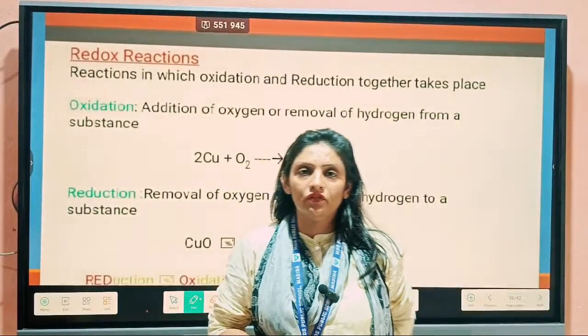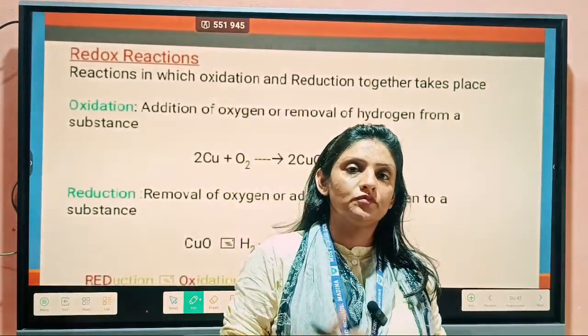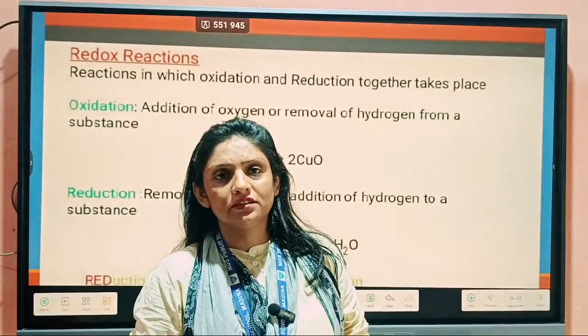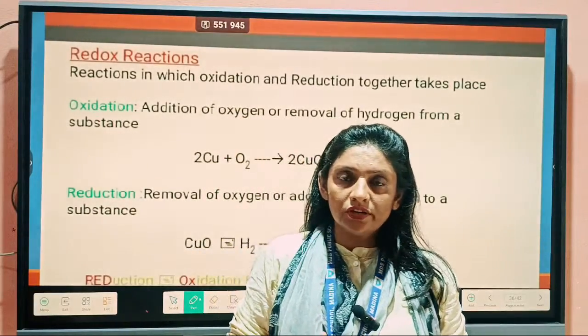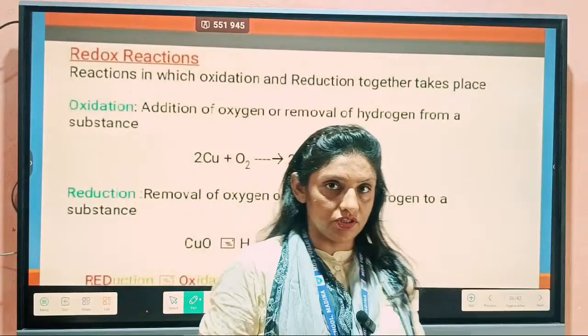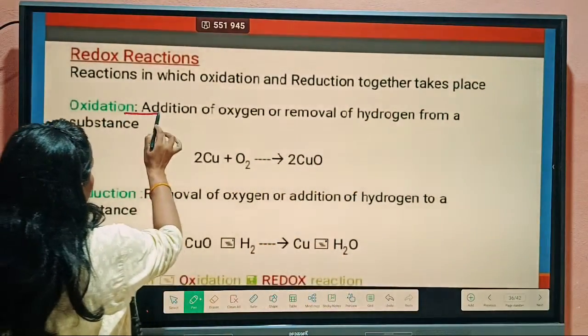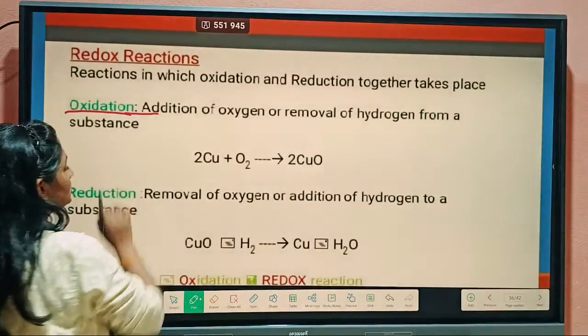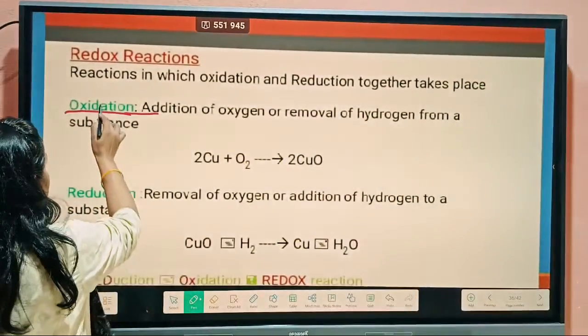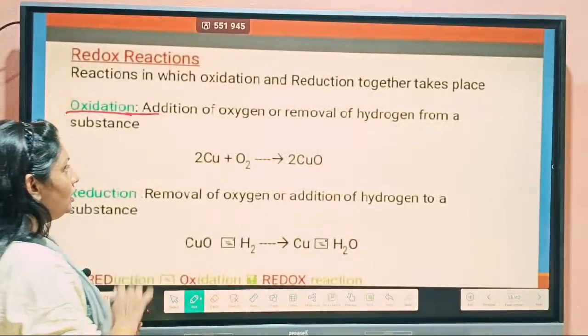So students, today we will discuss the oxidation process, reduction process and redox reaction. Students, what do you mean by oxidation? Oxidation means oxygen. Dation means addition of oxygen.